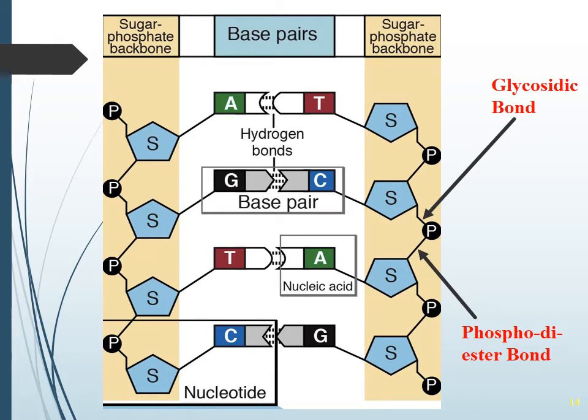So each single DNA strand is composed of repeating units of nucleotides, right? And these are called what? Nucleotides, right? Now each nucleotide, as I just told you, is made up of sugar, phosphate group and nitrogen base.